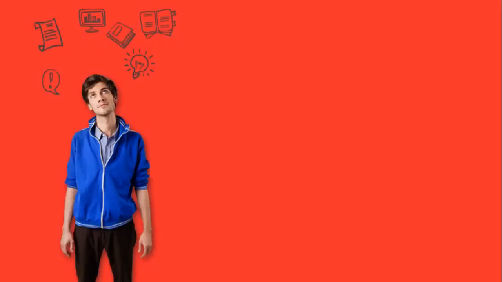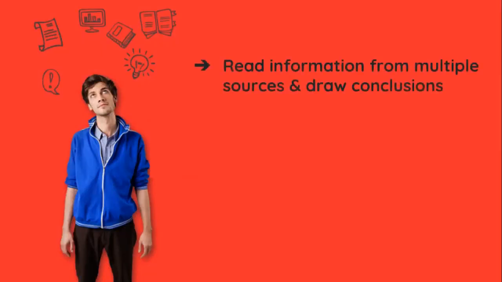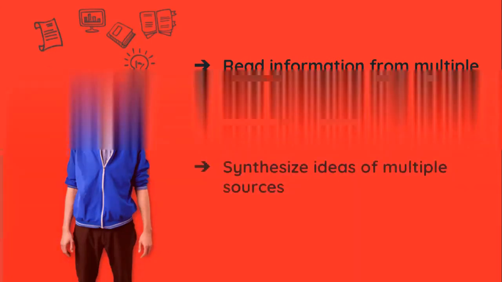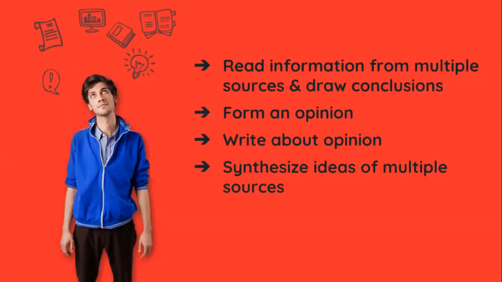Students are often asked to read information from multiple sources and draw conclusions. Students then form an opinion based on the information gained from the sources and based on the information the writer already has on a topic. Next, students are asked to write about that opinion in some type of academic writing. To effectively prove one's opinion or point, a writer should synthesize the ideas of multiple sources and explain the point in his or her own words.